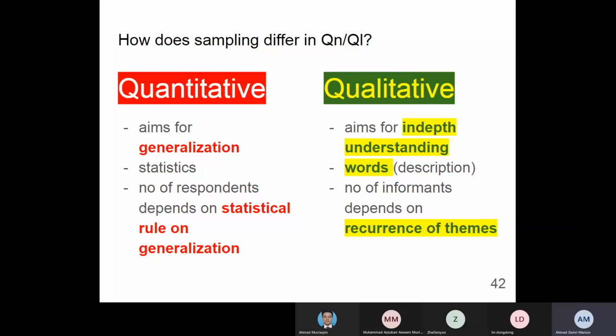If you interview the first participant, second participant, third participant, and after the 8th participant there are no new themes emerging, only then can you decide whether to stop or to interview one or two more just to confirm whether there are any new themes emerging in your research. So the number of informants depends on the recurrence of themes. Only after you have interviewed people do you know whether you have to continue or not. So the number is not set before you do your interview.